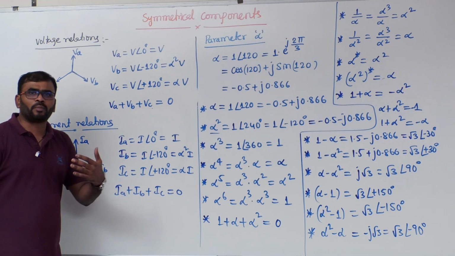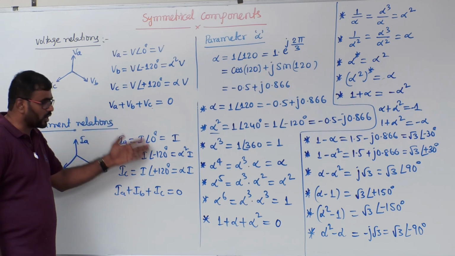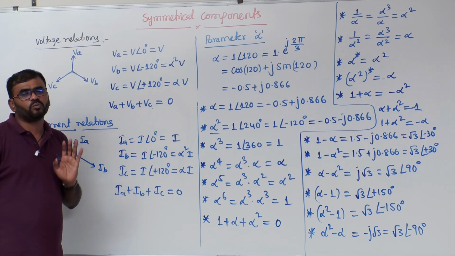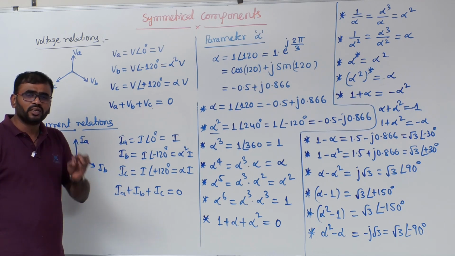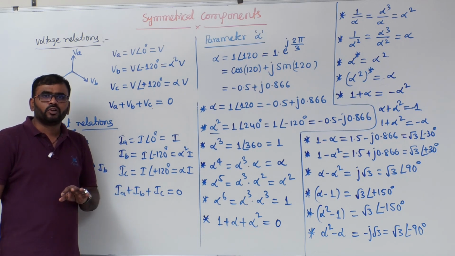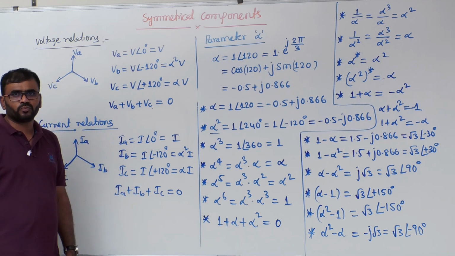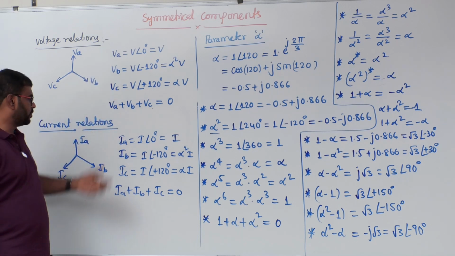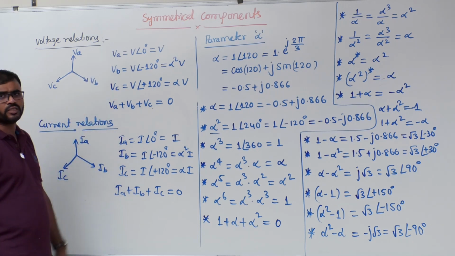Now these things are valid for a balanced system. But if the system becomes unbalanced, these things are not valid. That is why the single phase approach is not possible. Again I am saying, sir, if it is a balanced system, we can go with the single phase approach. If I calculate VA and IA, that's enough. We can define VB and VC.